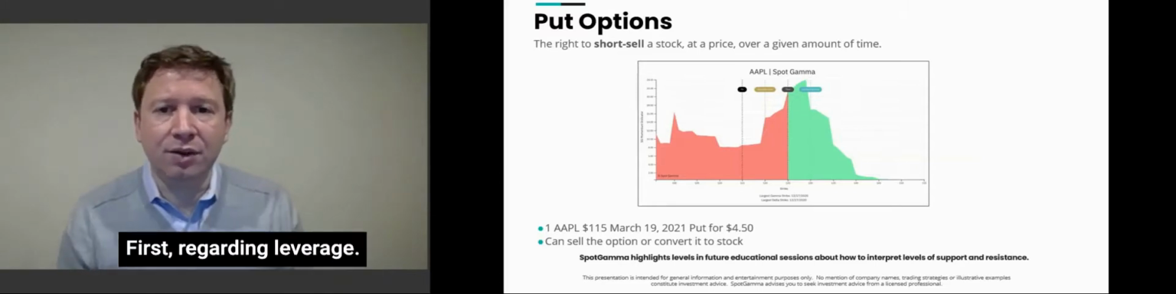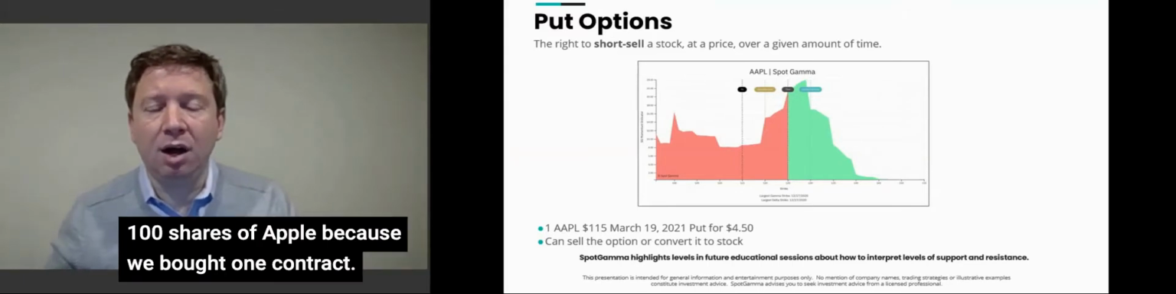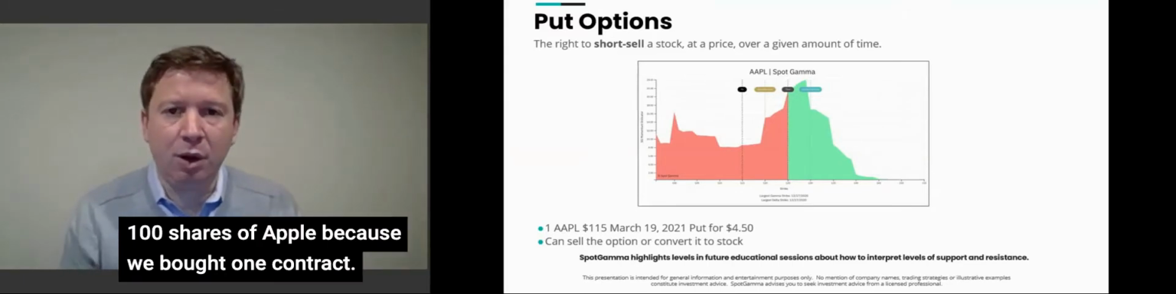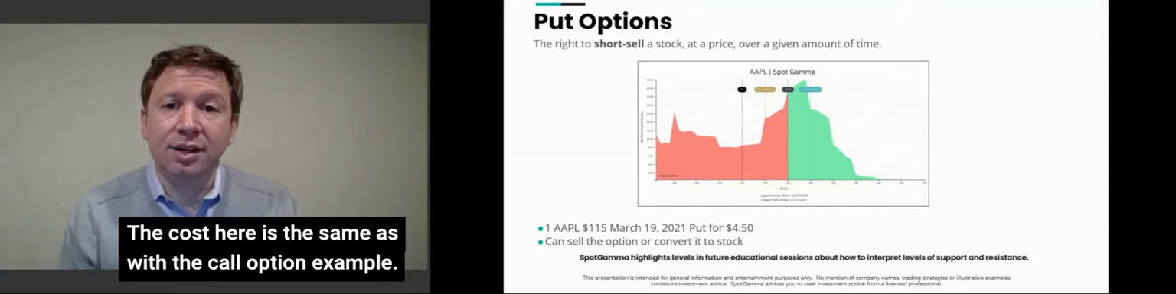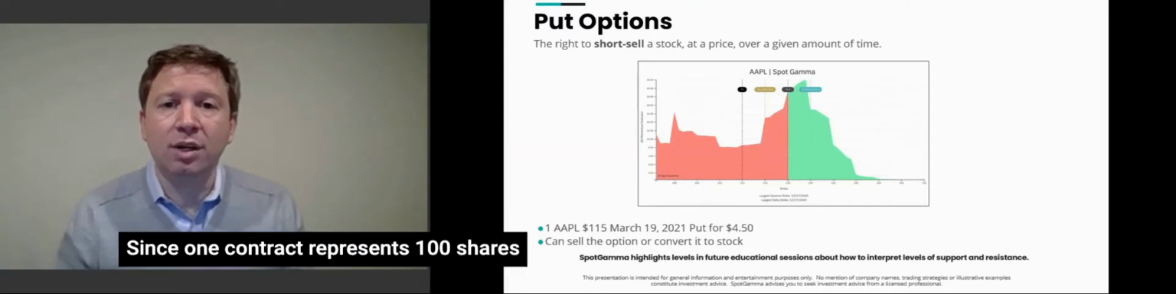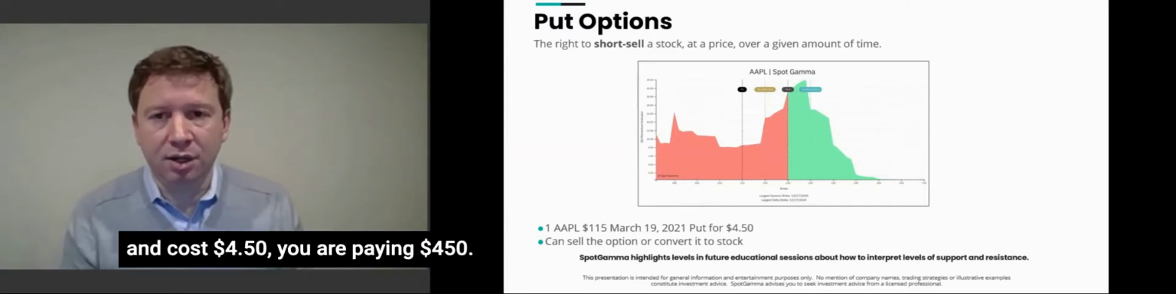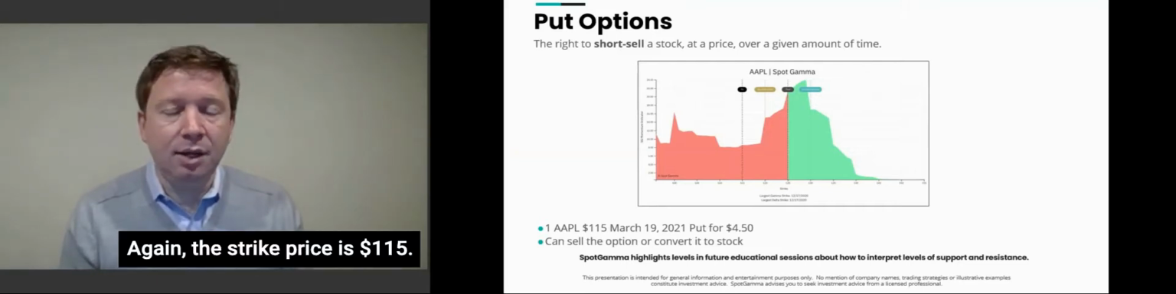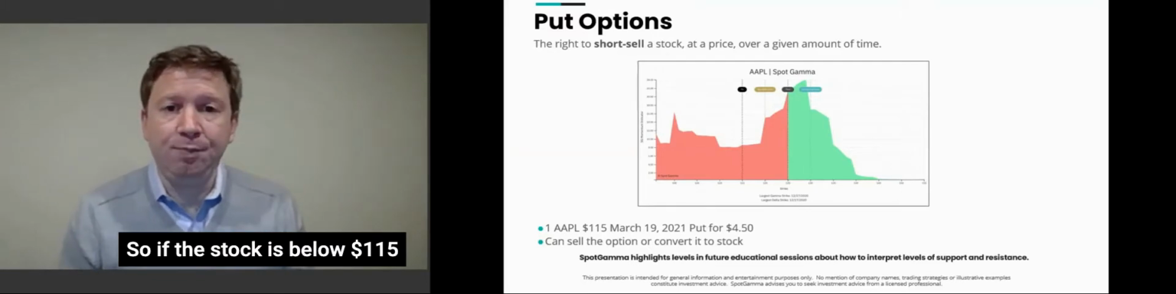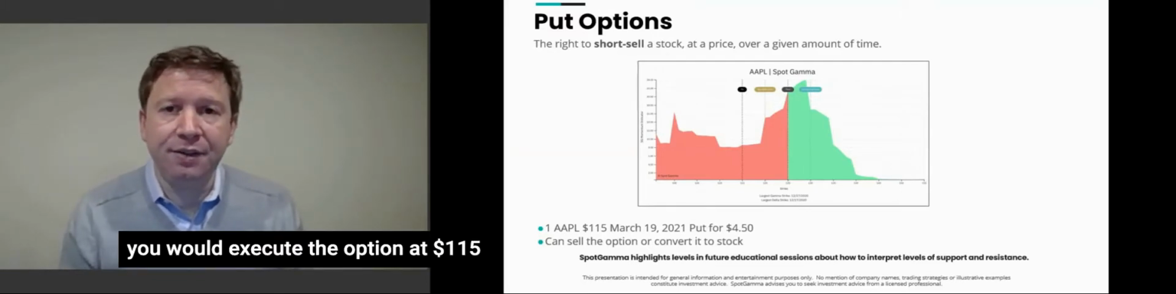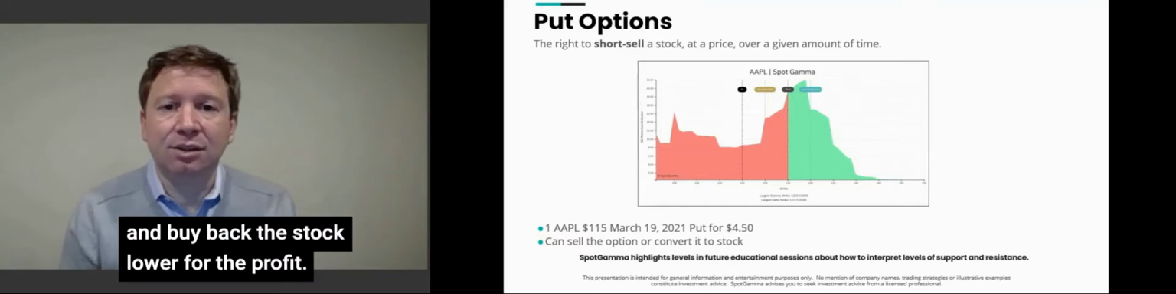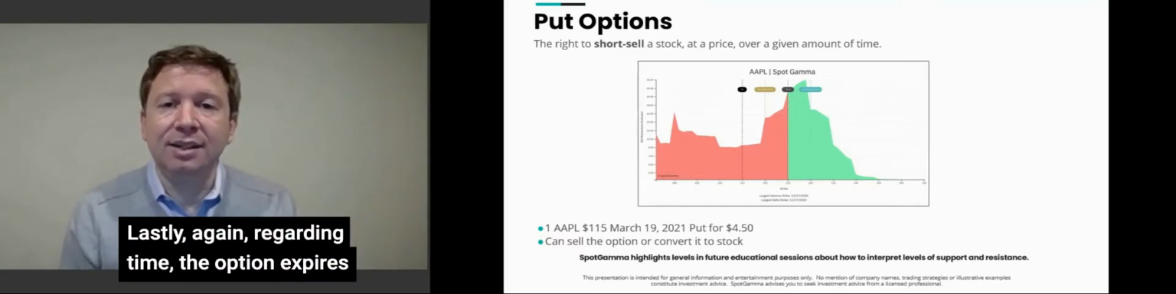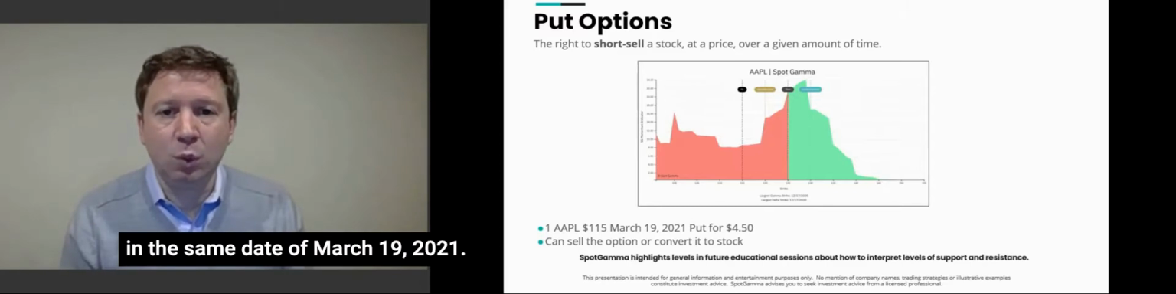First, regarding leverage, we are paying for the right to short sell 100 shares of Apple because we bought one contract. The cost here is the same as with the call option example. Since one contract represents 100 shares and costs $4.50, you are paying $450. Again, the strike price is $115. So if the stock is below $115, you would execute the option at $115 and buy back the stock lower for the profit. Lastly, again, regarding time, the option expires on the same date of March 19, 2021.